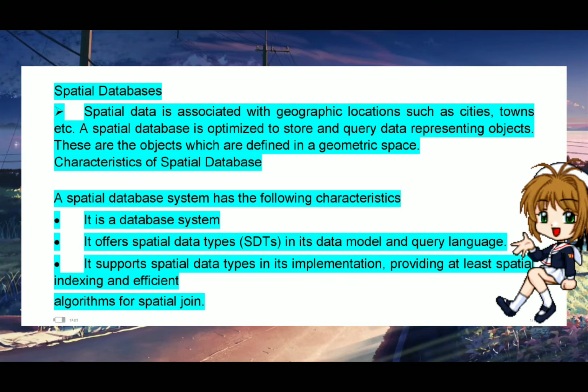Characteristics of spatial database. A spatial database system has the following characteristics. It is a database system. It offers spatial data types (SDTs) in its data model and query language. It supports spatial data types in its implementation, providing at least spatial indexing and efficient algorithms for spatial join.